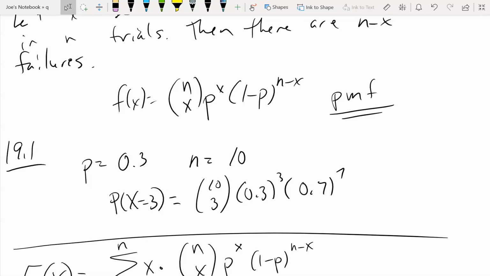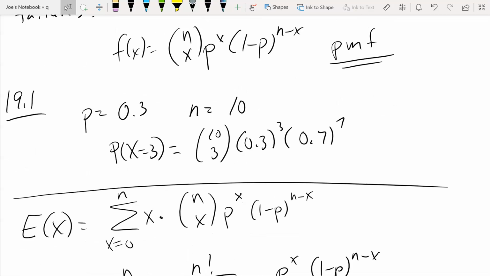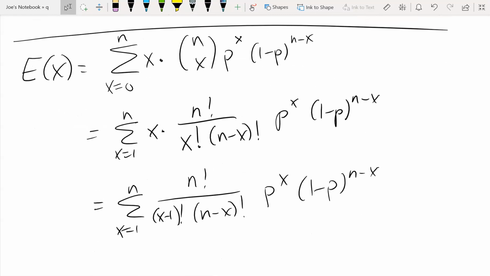I'll scroll back down in a minute, I know somebody made that, get it all written down. But one of the fundamental things of a PMF is that if I sum this up over the entire sample space, I should get what? 1, right? You agree? The sum of this would go from 0 to the number of trials, right? Okay. Right now I've got a sum that starts at 1.